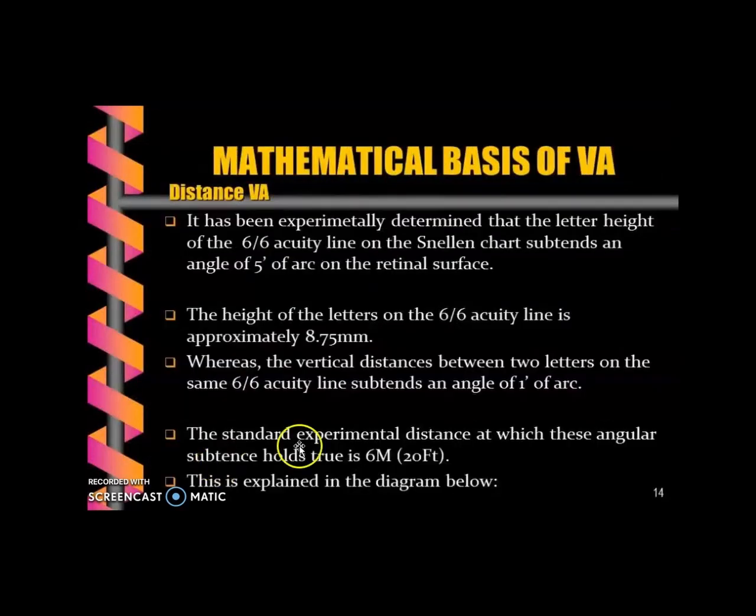It has been experimentally determined that the letter height of the 6/6 acuity line on the Snellen chart subtends an angle of 5 minutes of arc on the retina surface. The height of the letters on the 6/6 acuity line is approximately 8.75 millimeters. We will discuss in detail how this is arrived at. Whereas the vertical distance between the two letters on the same 6/6 acuity line subtends an angle of 1 minute of arc. The standard experimental distance at which this angular subtense holds true is 6 meters.